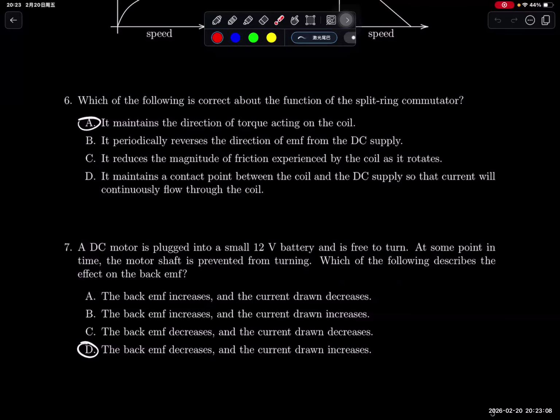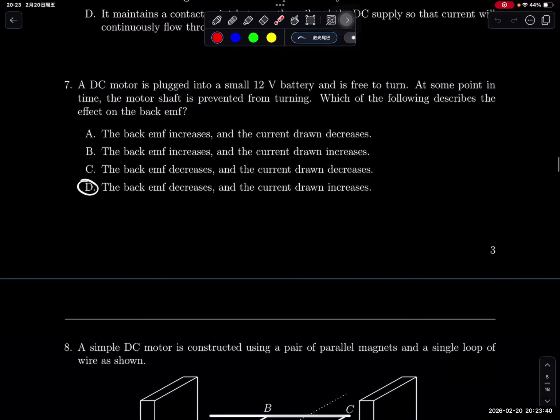Question 7, a DC motor is plugged into a small 12-volt battery and it's free to turn. At some point in time, the motor shaft is prevented from turning. Which of the following describes the effect of the back EMF? Okay, so if you prevent the shaft from turning, then you are preventing a changing flux, so the back EMF will actually stop existing, so it will decrease. And then there's more total EMF in the circuit, so that would lead to a current increase. D is the right answer for this.